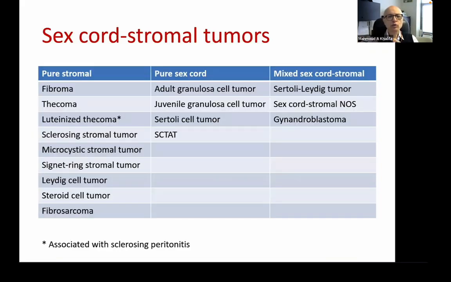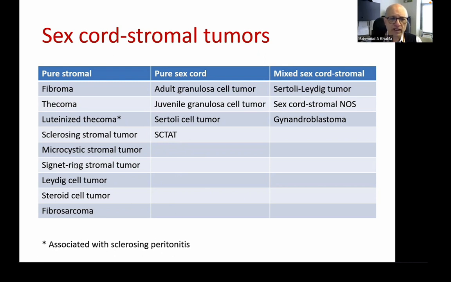I want to move out of the epithelial tumors into the next category, which is sex cord stromal tumors. And this is the WHO classification, again, showing the pure stromal on the left, fibroma, thecoma, and the pure sex cord in the middle, granulosa cells if the differentiation is female, or Sertoli if the differentiation is male, or the sex cord stromal tumor with annular tubules.